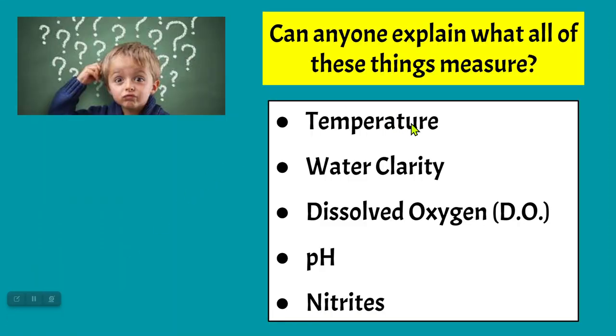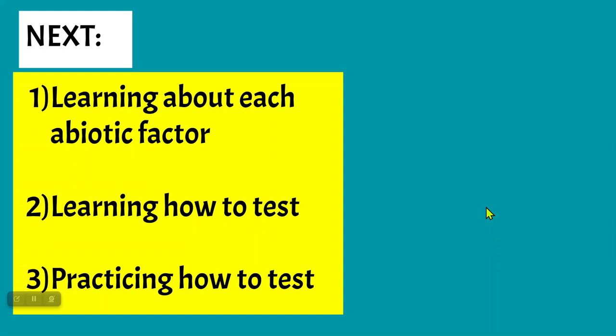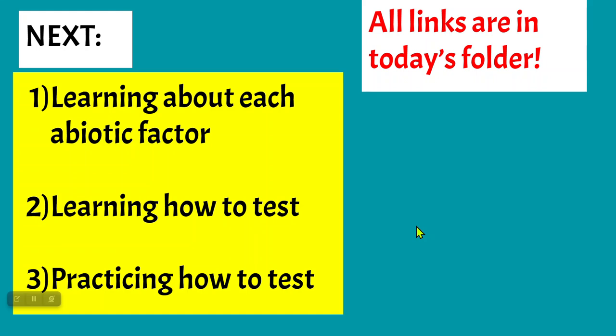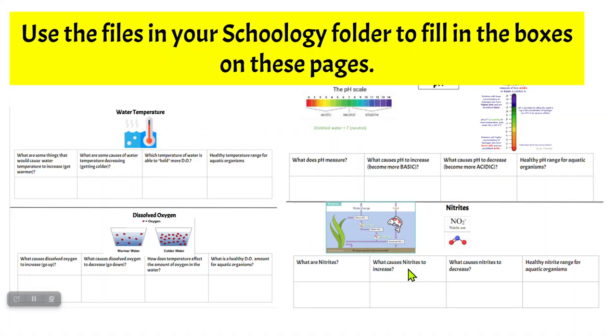All right, so these are the things that we're going to be measuring: temperature, water clarity, dissolved oxygen, pH, and nitrites. So I'll ask in class if anyone happens to know much about these, and then we're going to be learning about them in class today, so I won't say anything on our video. So we're going to learn about each one of these abiotic factors. We're going to learn how to test for them, and then we are going to practice how to do each one of those tests. All right, there are links in today's Schoology folder, and you're going to use the links in the Schoology folder.